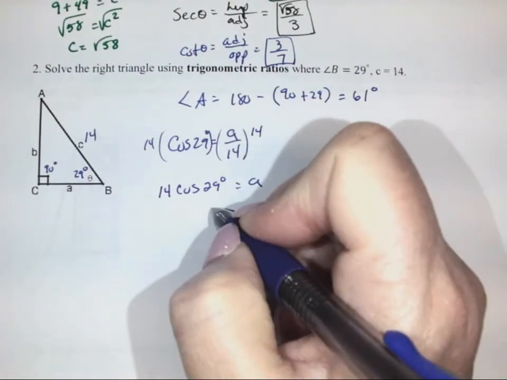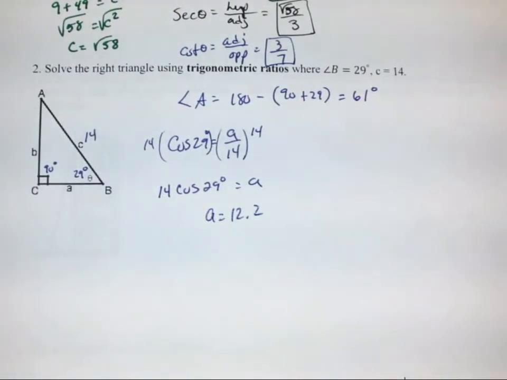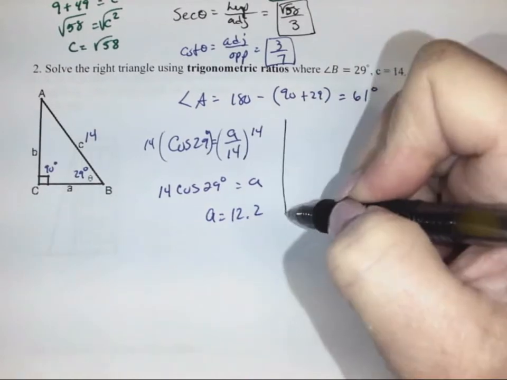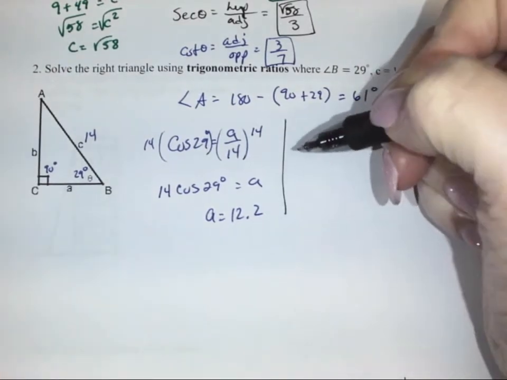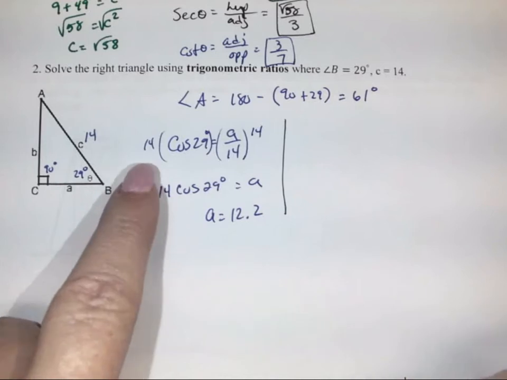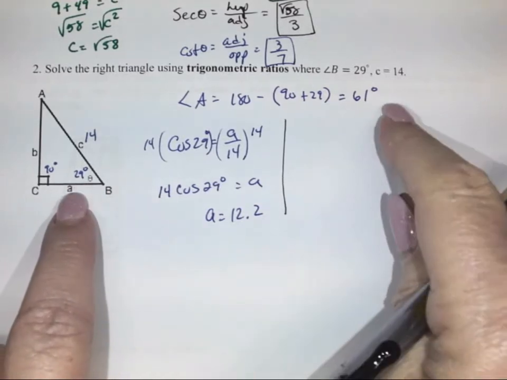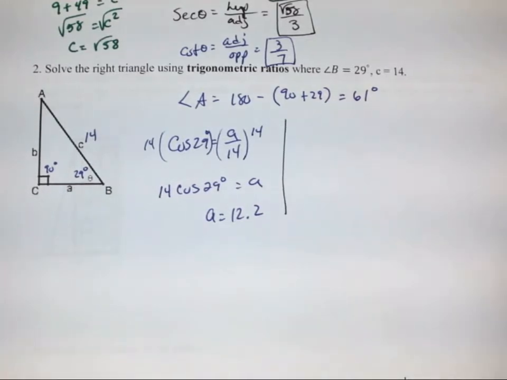So our A is equal to 12.2. All right, so we found our A. Now we need to find our B. So I'm going to still use angle B, just in case I did a math error up here, the rest of it will still be okay.